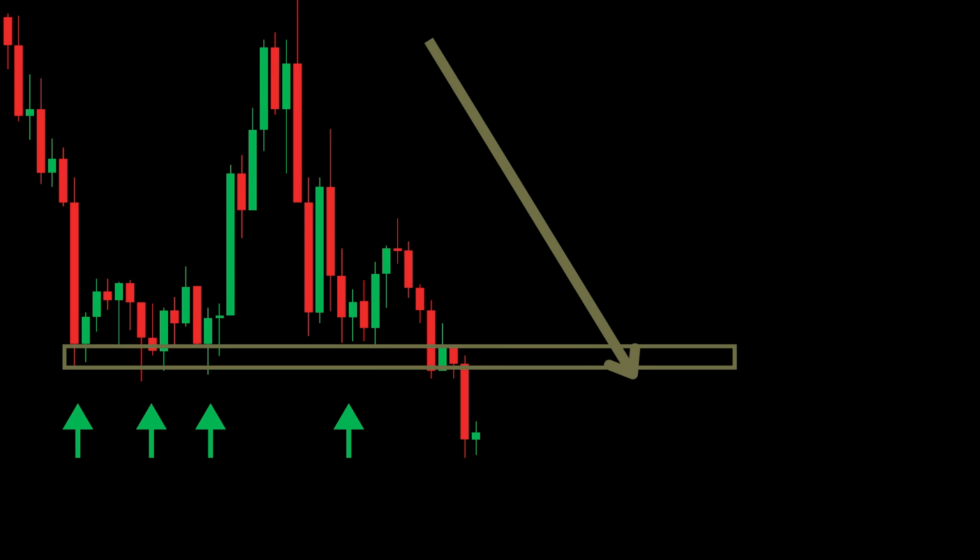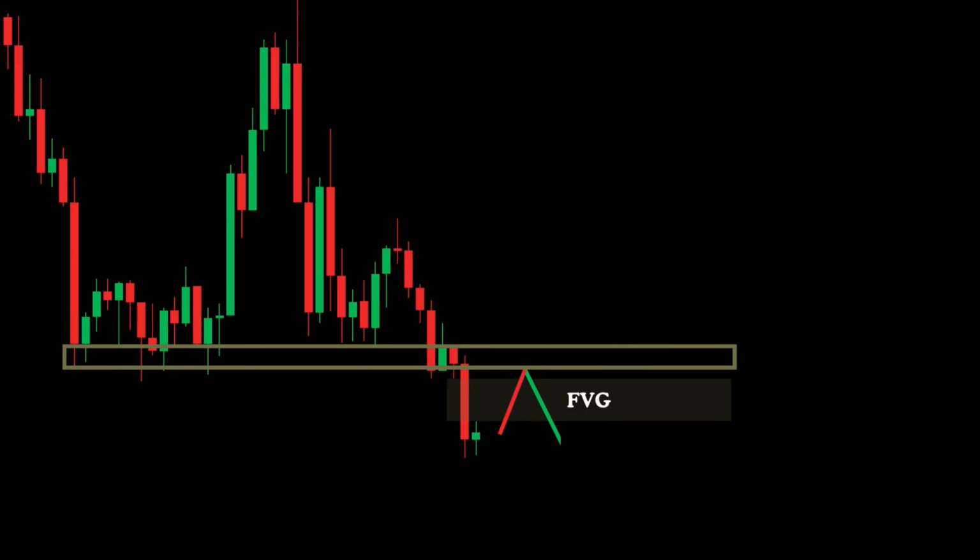Zooming into the price action, we notice that this break was fueled by strong bearish momentum, highlighted by the formation of a fair value gap, FVG. This indicates aggressive selling pressure and confirms that sellers had momentarily taken control of the market. From a smart money perspective, a pullback to this broken support, which now acts as resistance, would typically be seen as a prime shorting opportunity.